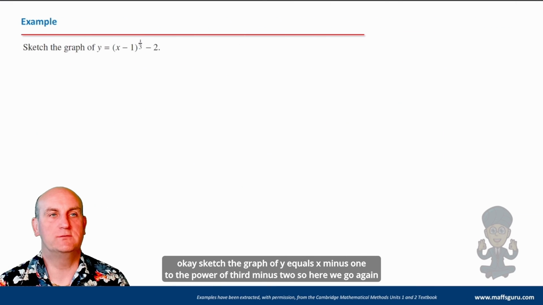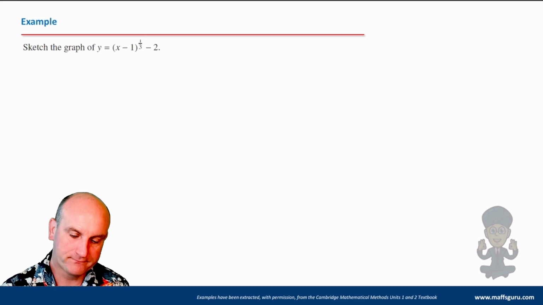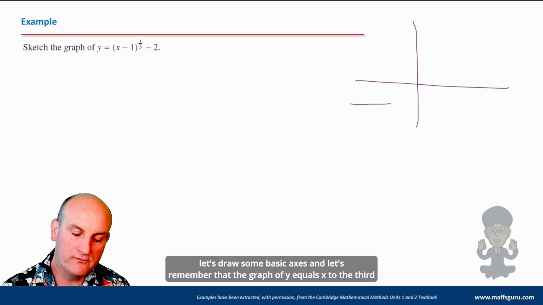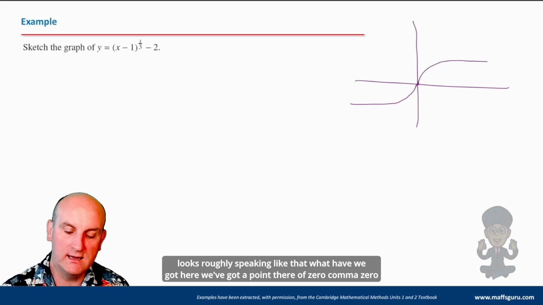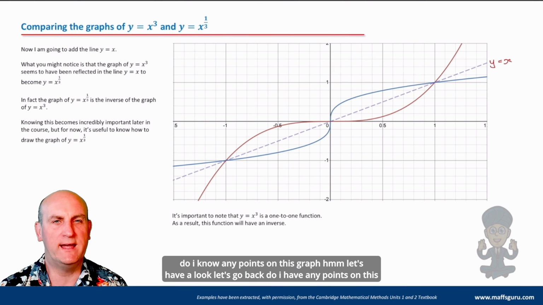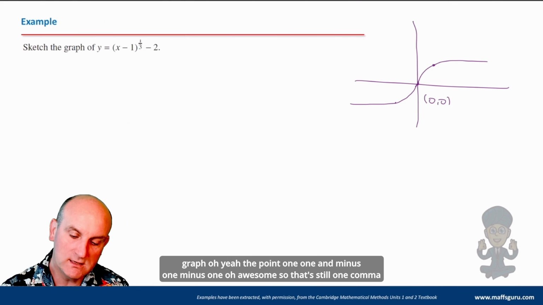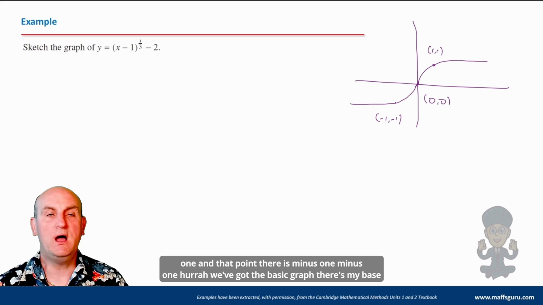Sketch the graph of y equals (x minus 1) to the power of a third, minus 2. Okie dokie, so here we go again. Let's draw some basic axes, and let's remember that the graph of y equals x cubed looks roughly like that. We've got a point there of (0, 0). Do I know any points on this graph? Let's have a look. Oh yeah, the point (1, 1) and (-1, -1). So that's (1, 1), and that point there is (-1, -1). Hurrah! We've got the basic graph.